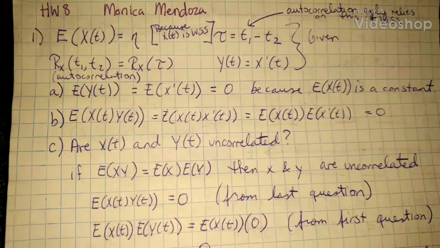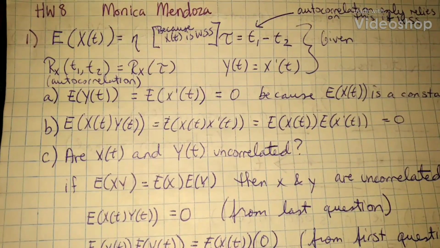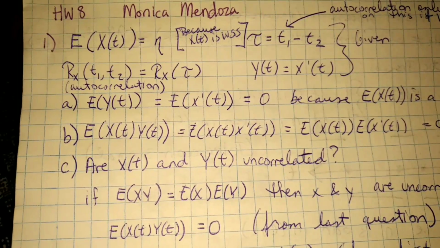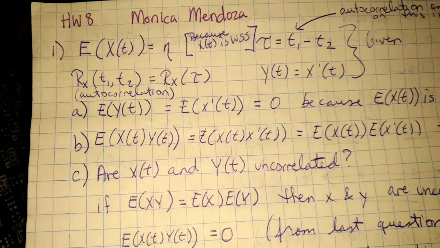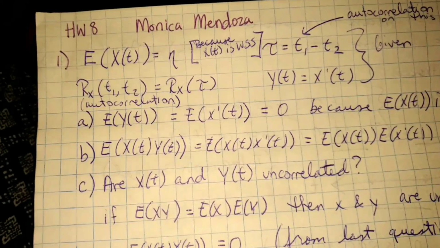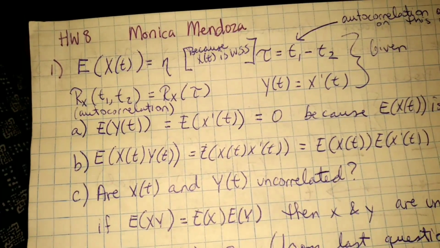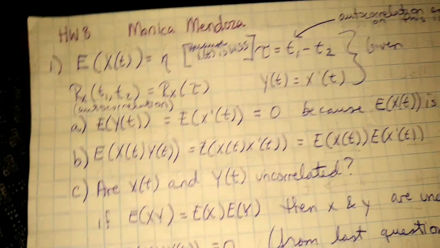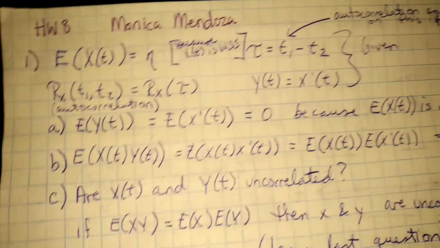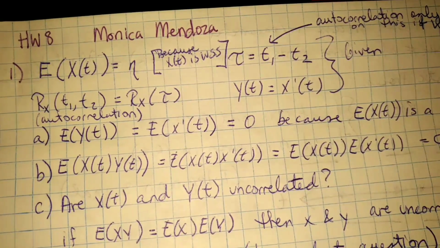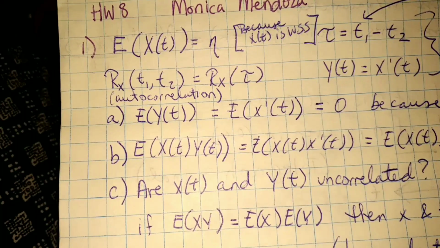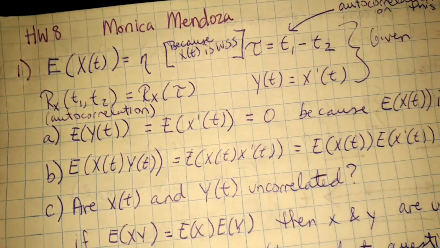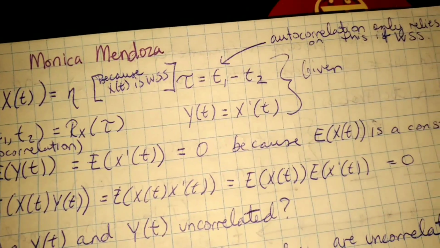This is the answer for homework 8, question 1. The question gives us that the mean of x of t is equal to eta. I think that's that Greek symbol, and that's because we're also given that x of t is wide sense stationary. We're also given that the autocorrelation of t1, t2 is equal to r of x of tau, where tau is t1 minus t2.